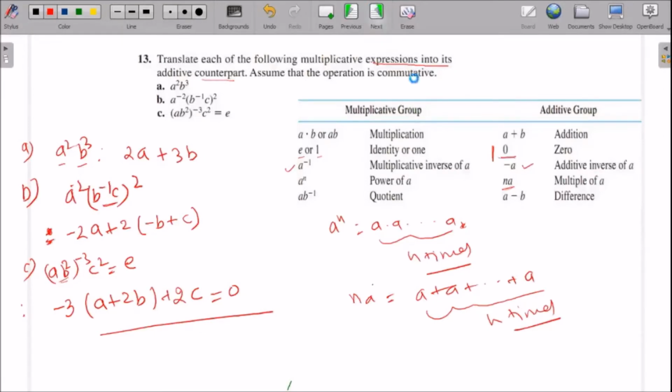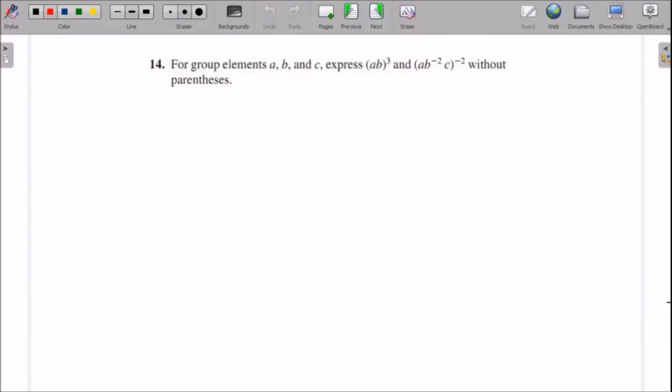So let us consider the next question, question number 14. For group element a, b, a, c, express a, b whole cube and this a, b to the power minus 2 and c whole to the power negative 2 without parenthesis.